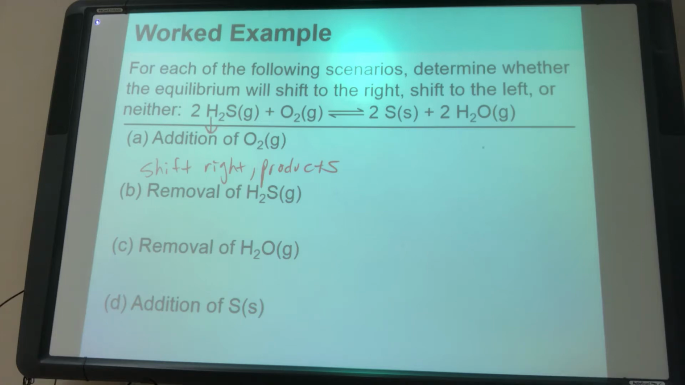So we said, if we increase, we go away; decrease, we go towards. Okay, so I decrease this guy. So if I decrease him, I have to go towards him to make more of him. So I'm gonna shift left. I'm gonna go to reactants. I'm gonna make more reactants because I just removed some of the reactants.